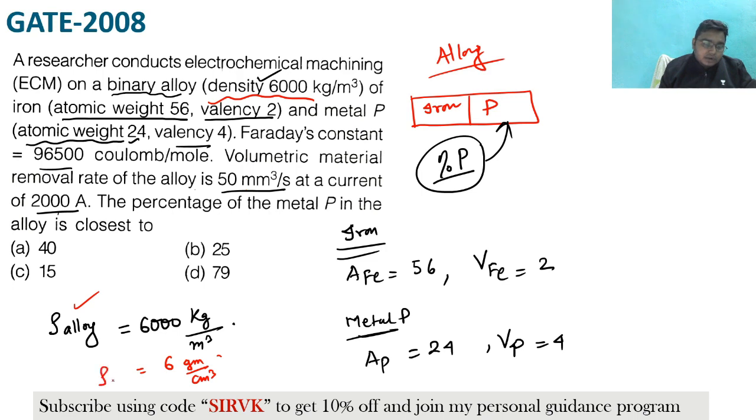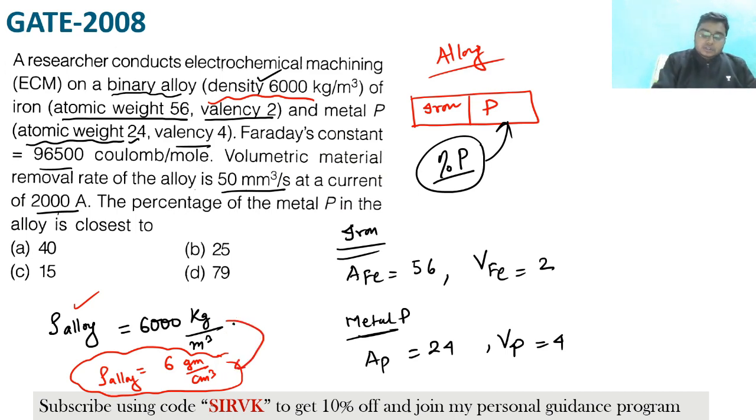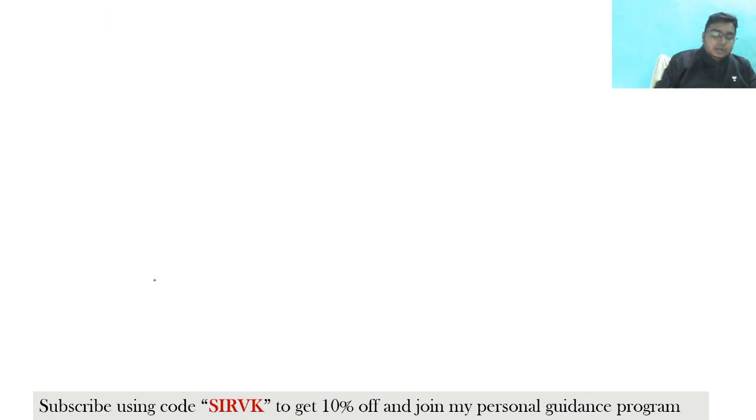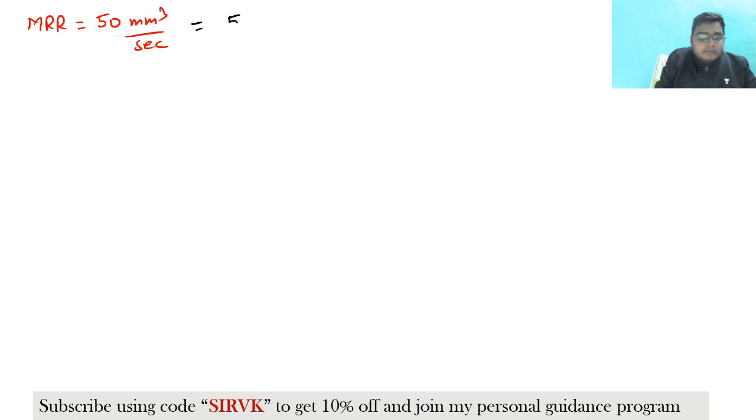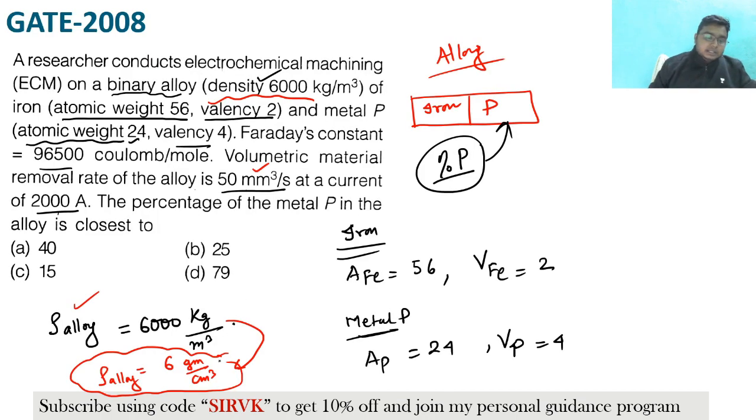Okay, just convert it so that your calculations would be easy. So I have converted this kg per meter cube into gram per centimeter cube. Now see how you can find it. In this question the MRR is given as 50 mm cube per second. Fine, so you can write it here, that is the MRR which is given as 50 mm cube per second. Now see, 50 mm cube per second is given. I can write this as 50 into 10 to the power of minus 3, and we can convert it as centimeter cube per second, isn't it? So this is the MRR that I have got in centimeter cube per second, and this is the density of the alloy I have found out as 6 gram per centimeter cube.